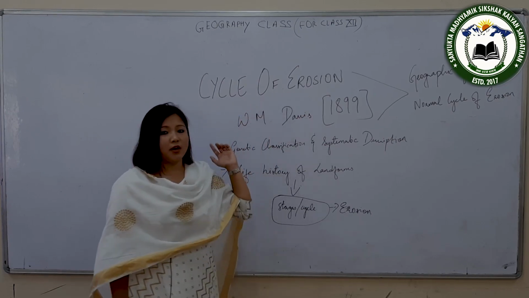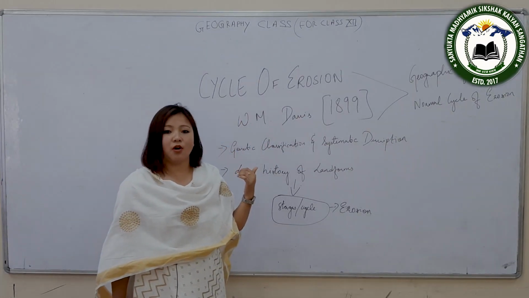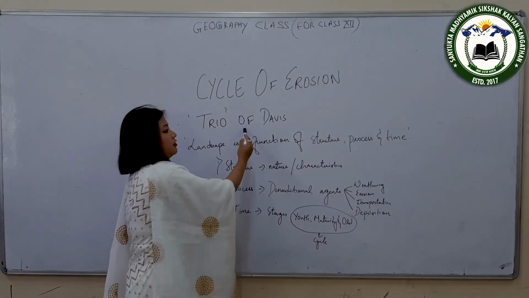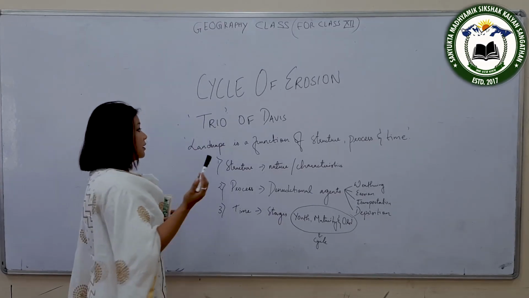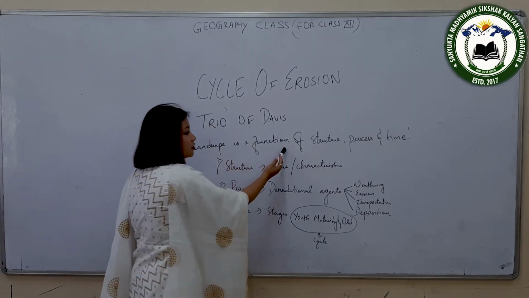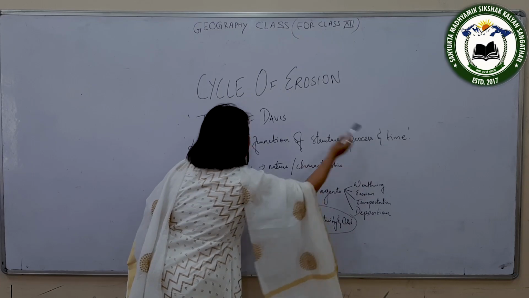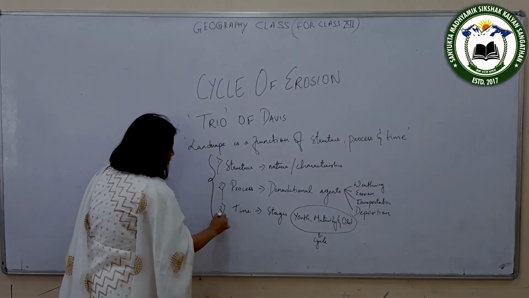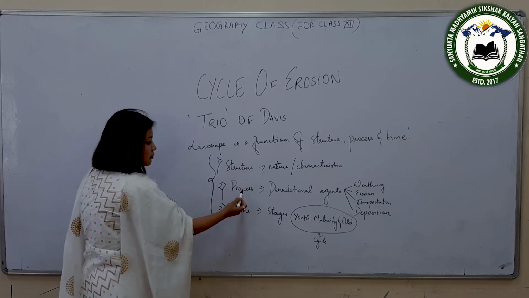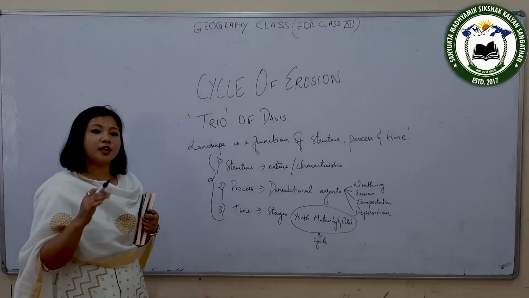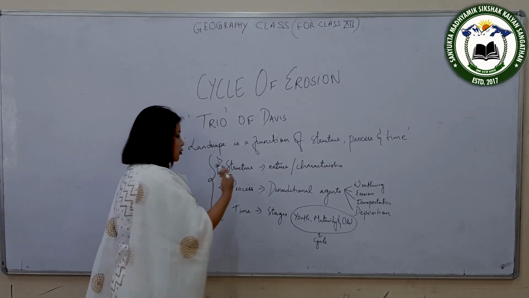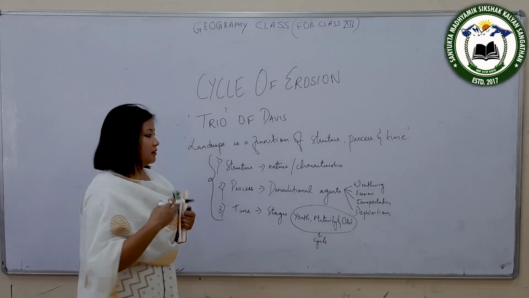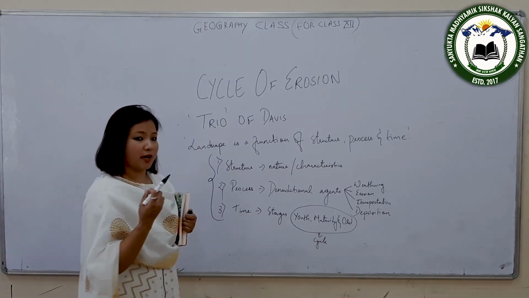So, now I will be coming to the trio of W.M. Davis. Now, coming to the trio of Davis, what Davis stated was landscape is a function of structure, process and time. So, the three major elements developed by Davis were structure, process and time. Each and every landform has to go through the structure, the process and time in order to create a certain landform or landform development.